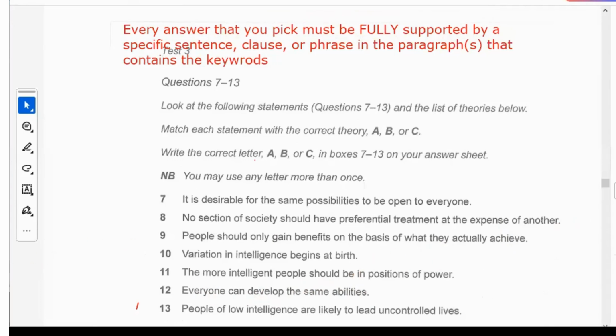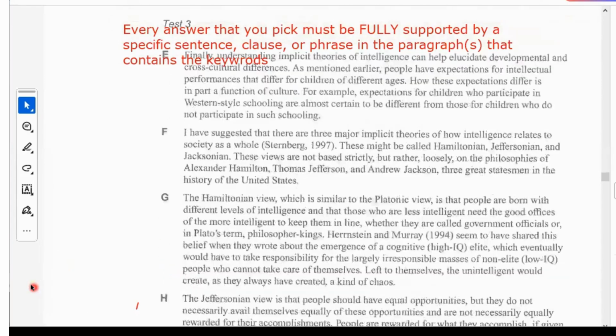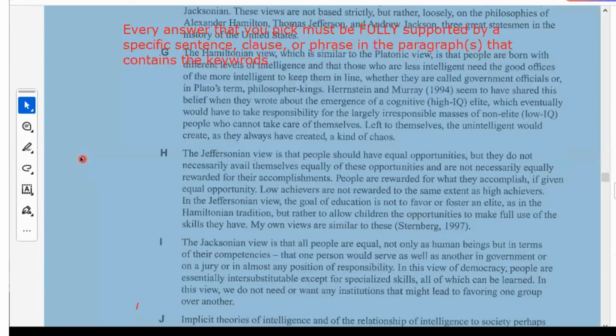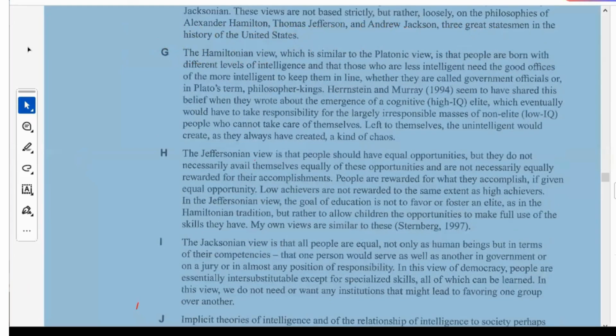Remember number 11 that I started with, option A. I've not seen any other theory to replace it. The more intelligent people should be in positions of power. Jeffersonian did not say that. Jeffersonian is about people being rewarded. And Jacksonian definitely did not say that. So we still leave it as Hamiltonian. All right, so I've solved my matching features questions.